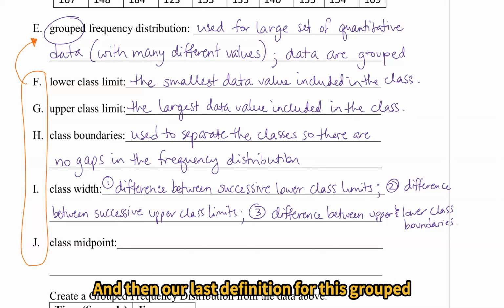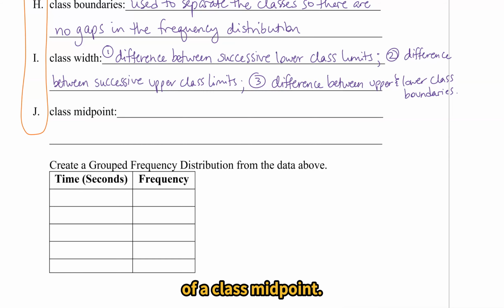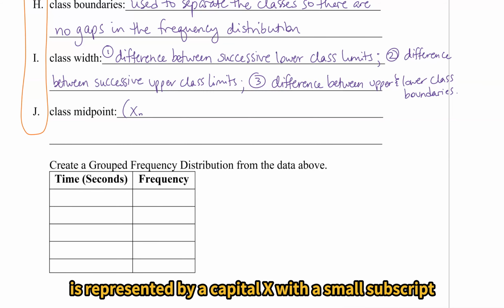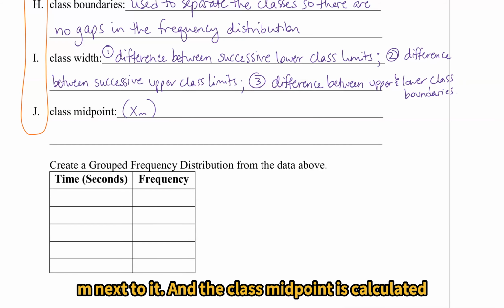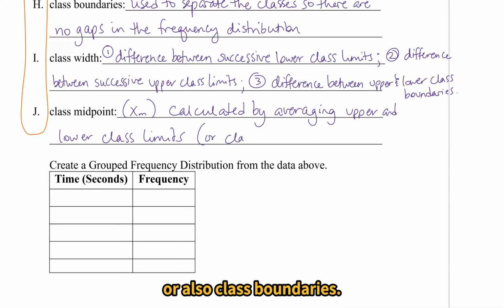And then our last definition for this grouped frequency distribution situation is that of a class midpoint. The class midpoint sometimes is represented by a capital X with a small subscript M next to it. And the class midpoint is calculated by averaging the upper and lower class limits, or also class boundaries.